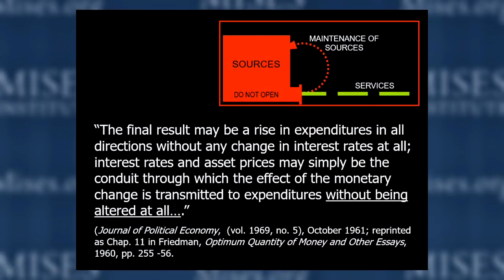And it goes on. The final result may be a rise in expenditures in all directions without any change in interest rates at all. Interest rates and asset prices may simply be the conduit through which the effect of the monetary change is transmitted to expenditures without being altered at all. So everything just happens at once, essentially. And there's no time for a depression or a downturn. And this comes from Friedman's Optimum Quantity of Money and other essays. You could look it up. That's a strange thing. So essentially, he could have said, okay, so much for that, Mises, so much for that, Hayek, because nothing actually happens.